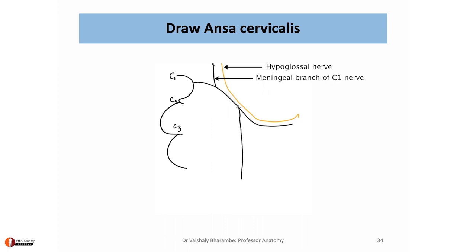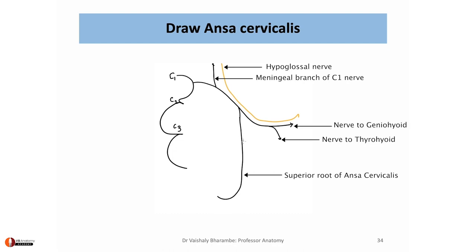As they descend downwards, they give rise to the superior root of Ansa cervicalis, and then they continue forwards to supply the thyrohyoid and the geniohyoid. The superior root gives rise to a branch to the superior belly of omohyoid.